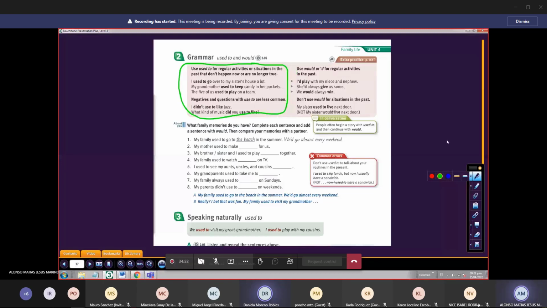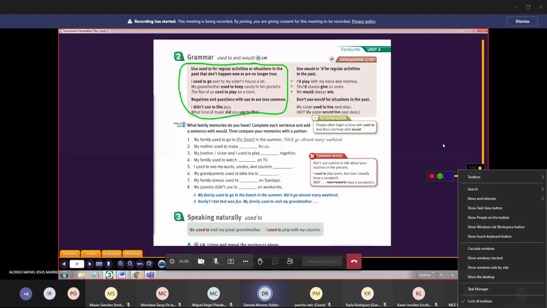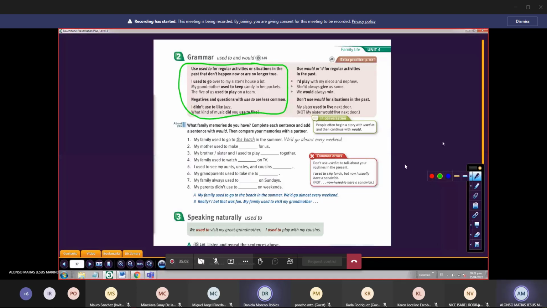Use used to for regular activities or situations in the past that don't happen now or are no longer true. I used to go over to my sister's house a lot. My grandmother used to keep candy in her pockets. The 5 of us used to play on a team. Negatives and questions with used to are less common. I didn't used to like jazz. What kind of music did you used to like?